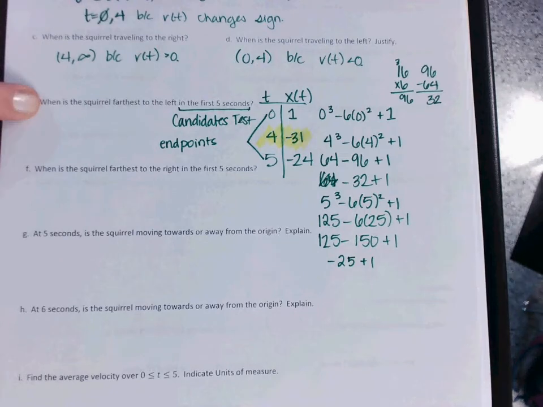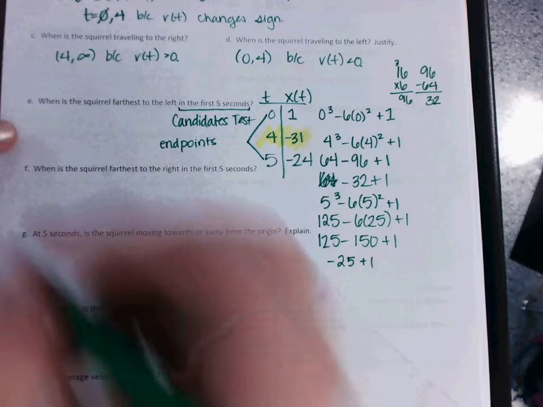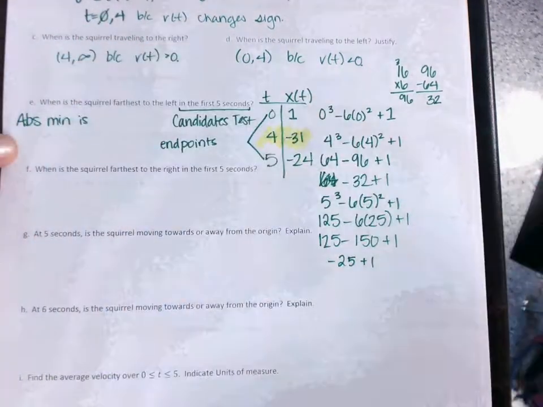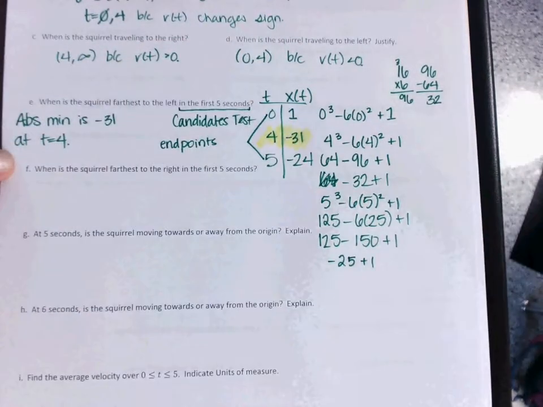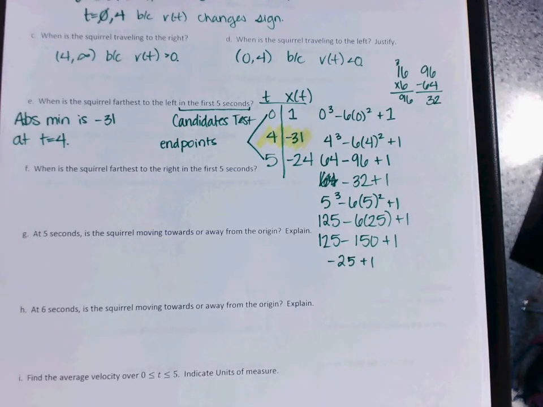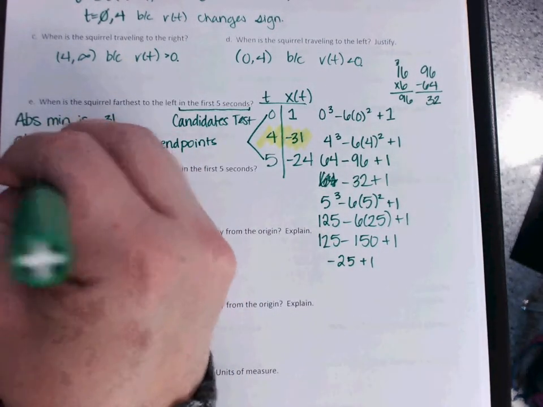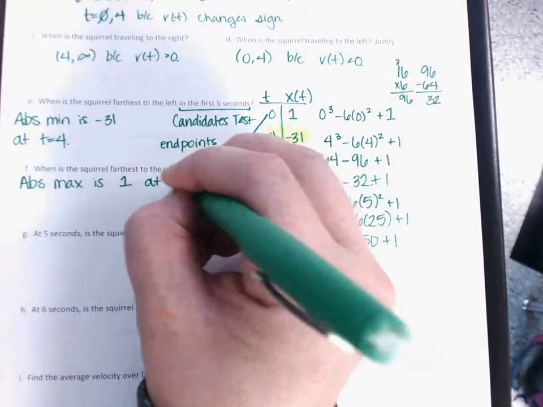When, okay? But if they're saying how far was he, you would have had to say the y value. So I'm going to say both. Absolute min is negative 31 at t equals 4. And if your chart is labeled, then you don't have to explain. Okay, letter F. When is he farthest to the right? So it'd be at 0. So my absolute max is 1. It occurs at t equals 0.